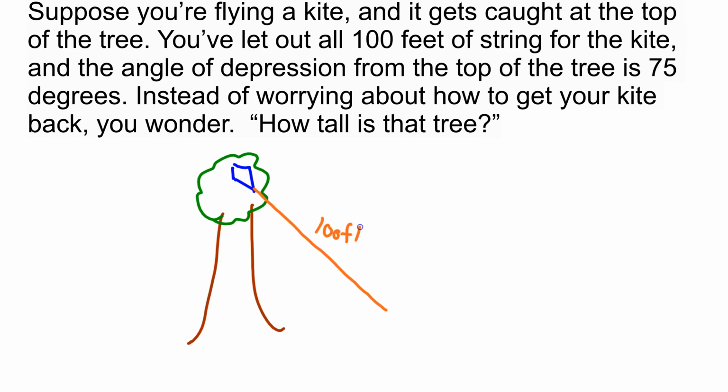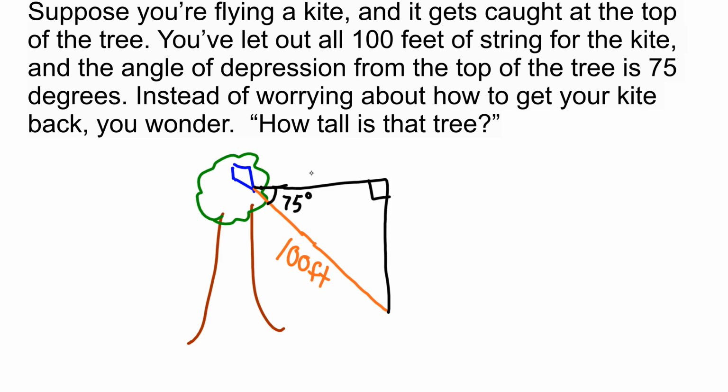And then the angle of depression, let me rewrite that. That's 100 feet. The angle of depression from the top of the tree, so where our kite is, to the ground is 75 degrees. So angle of depression means we're going to have a triangle that looks more like this. So the triangle, the right angle is up here. So this is our angle of depression, 75 degrees there.